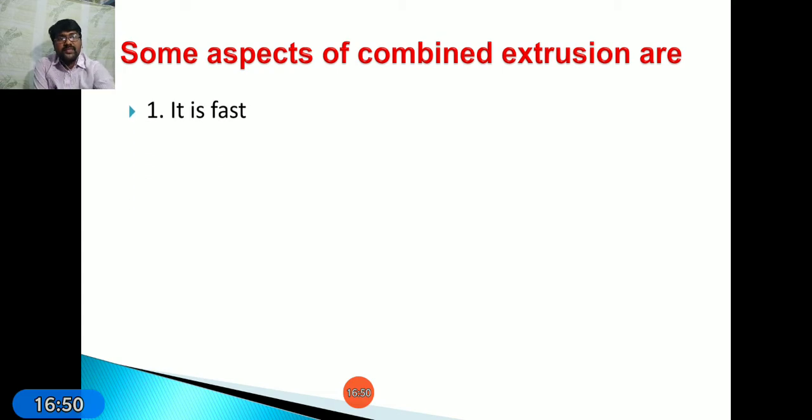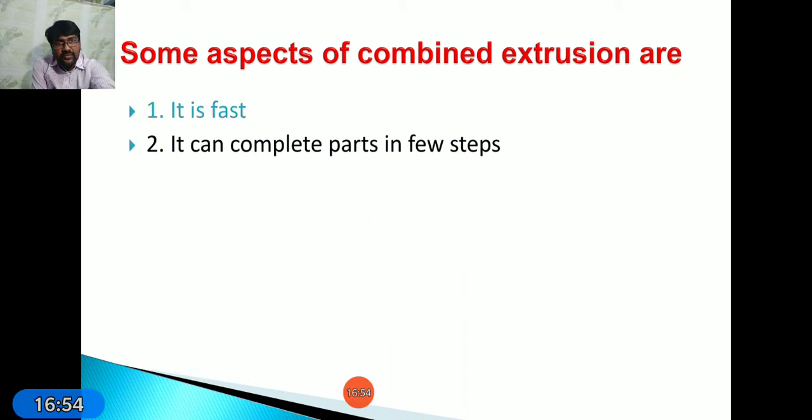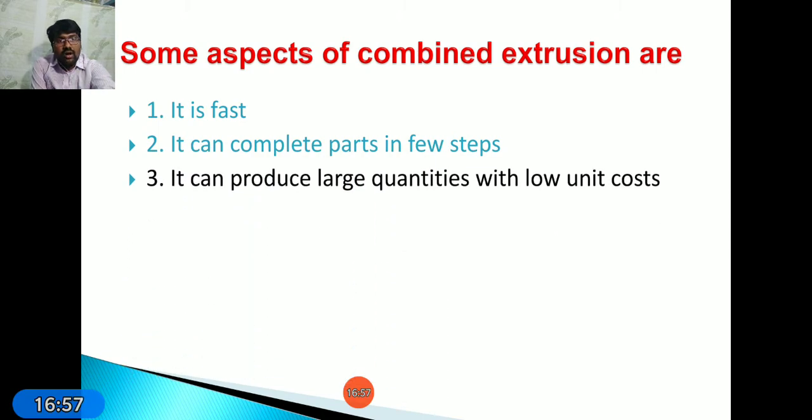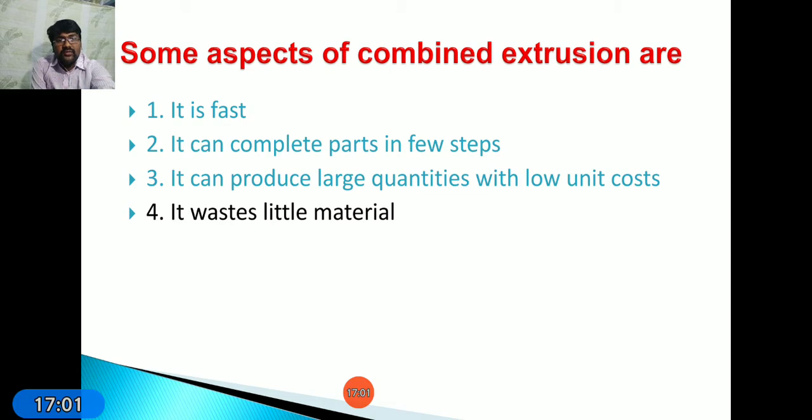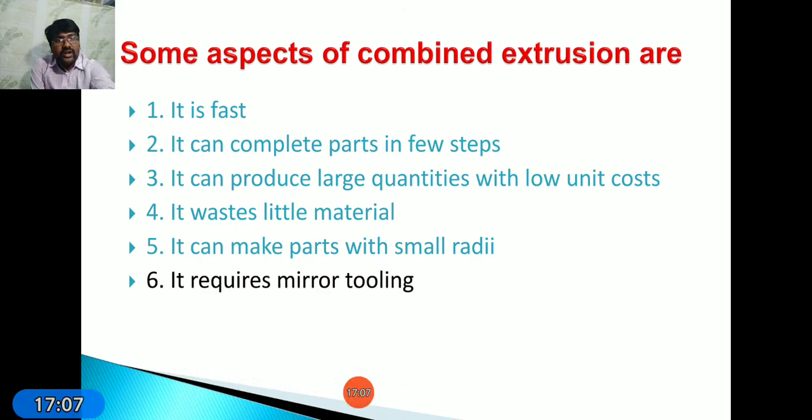Next, some aspects of the combined extrusion process. It is fast, it can complete parts in few steps, and it can produce a large quantity with low unit cost. Okay, next, it wastes little material, it can make parts with small radii, and it requires minimal tooling. Okay, these are the different aspects of the combined extrusion process.